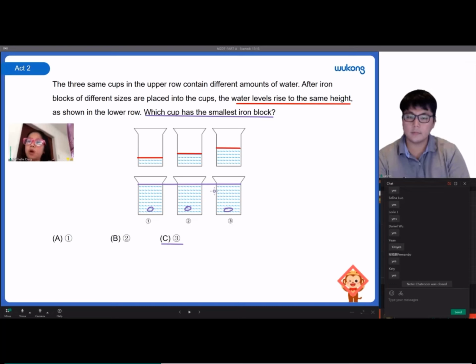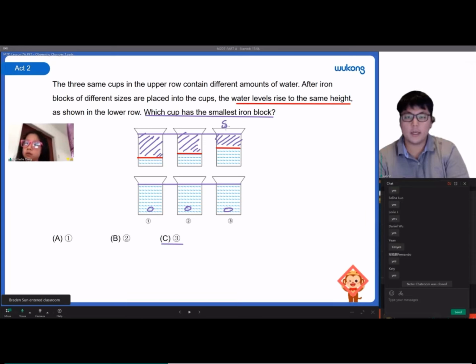Because the water was the biggest water in the cup in the first place. Yeah, very good. And if you put a small iron block, it would go up a little bit. Yes, very good. So if I draw this purple line over here to show how much the water level is after putting a metal piece, you can see bottle 3 has the smallest rise in terms of water level. Do you agree? Yeah. So this one has the smallest, very good.